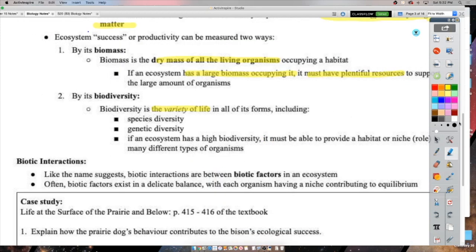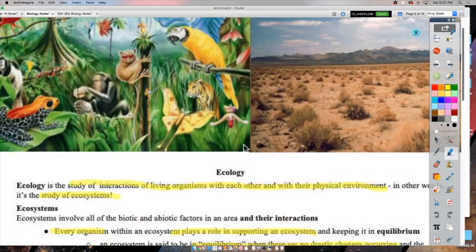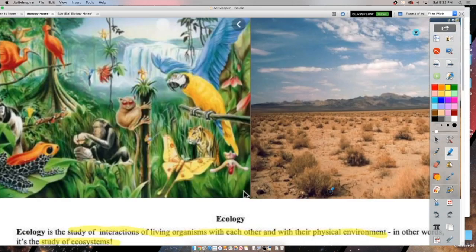If an ecosystem has a high biodiversity, what does that mean? It must be able to provide a habitat or a niche, which is just a role, for many different types of organisms. It has something for everyone, right? It must have a lot of resources and can cater to a whole bunch of different needs. So looking at this, right? How many different species do you see in this picture? I honestly only see one, right? I only see these little shrub things.